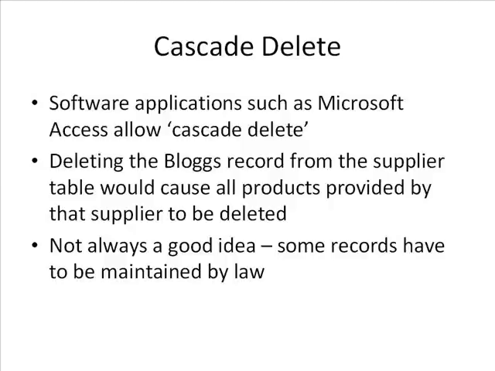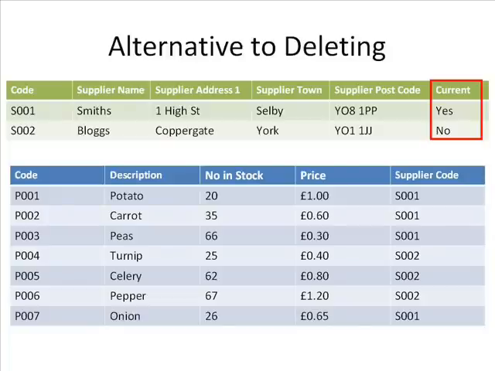Some software applications, such as Microsoft Access, allow cascade delete. This basically means that if you delete a supplier from the supplier table, all products provided by that supplier are also deleted automatically. Now this maintains referential integrity, which in itself is a good thing because it keeps everything straight in the database, but some records, particularly financial ones, records of sales and such like, are actually required to be kept by law.